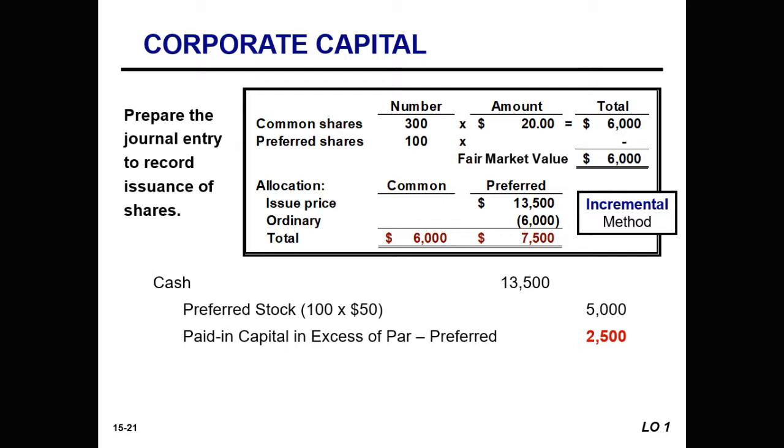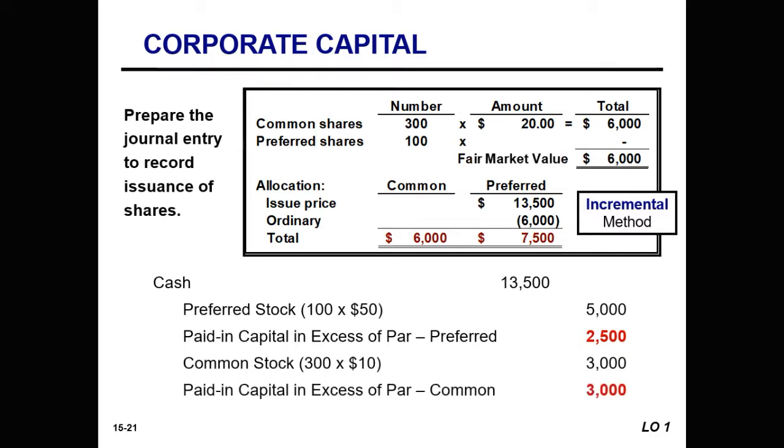We have $3,000, or 300 shares times $10 of par value for our common stock, and an additional $3,000 attributable to the $10 over par per share in market value to paid-in capital in excess of par.